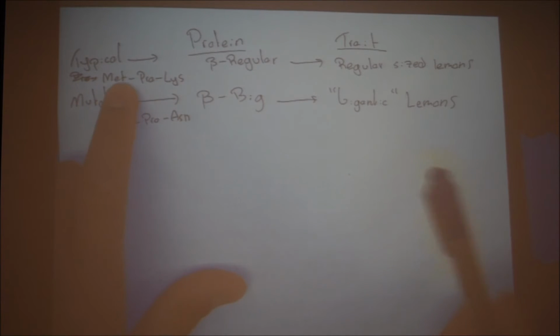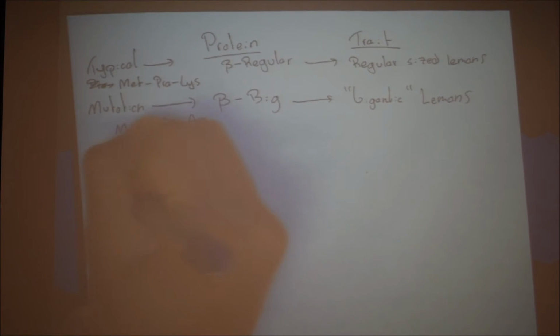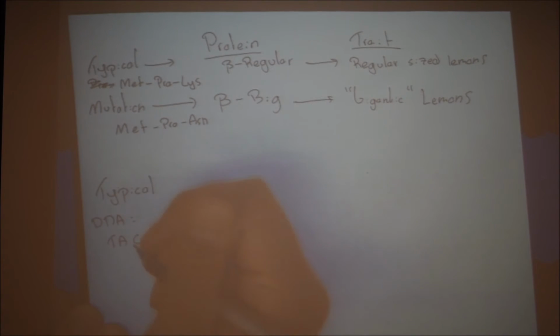And we're trying to find out what is the one for our beta regular. So what we can see is, for our typical, our DNA is going to be this, right? It's going to be TAC, and then because we know that we need AUG to get that, this is the mRNA, right?